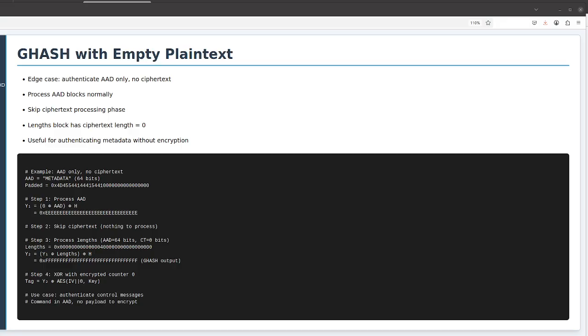This can be useful in protocols where you want to authenticate metadata without encrypting it. An example use case might be authenticating a control message that has a command in the AAD field but no payload. The command needs to be readable but also needs authentication to prevent tampering. GCM with empty plaintext provides exactly this.